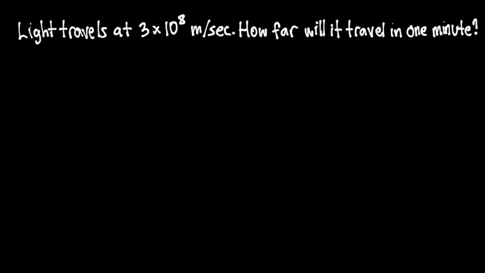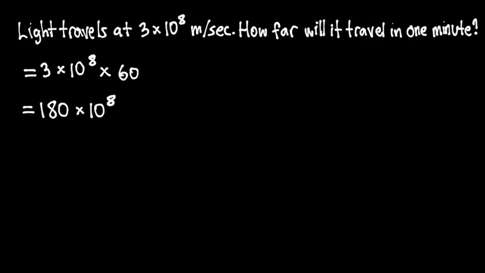Light travels at 3 times 10 to the 8 meters per second. How far will it travel in 1 minute? Well, there are 60 seconds in 1 minute, so we're going to multiply this by 60. Like I mentioned in the first example, we can change the order of the multiplication, so I can do the 3 times 60 first, and I get 180.